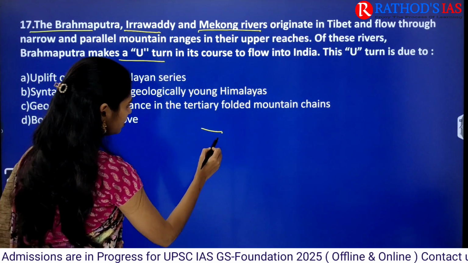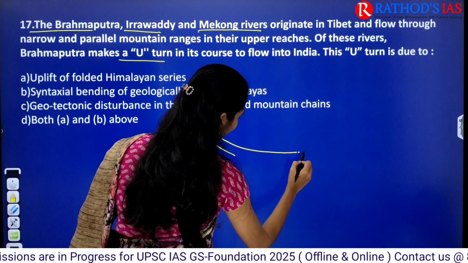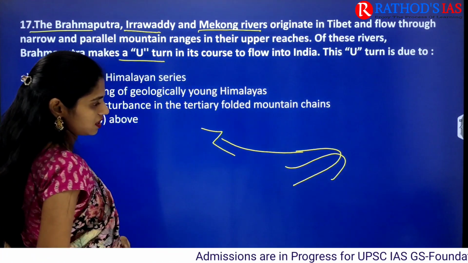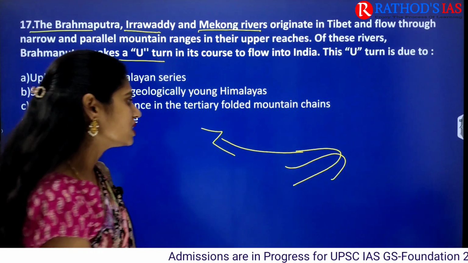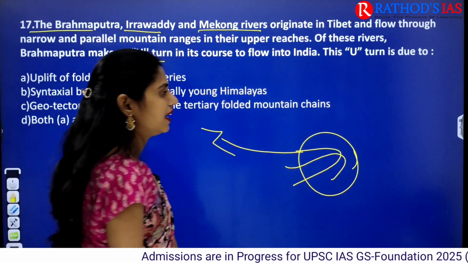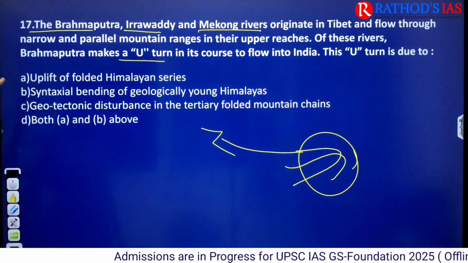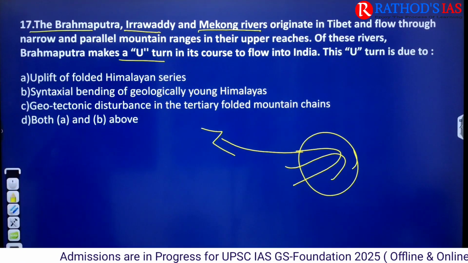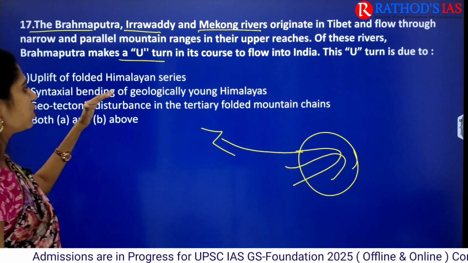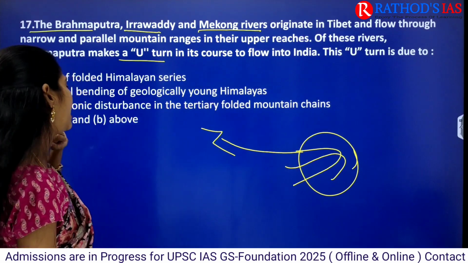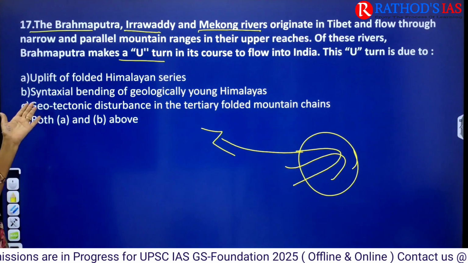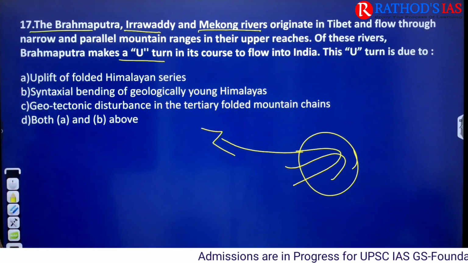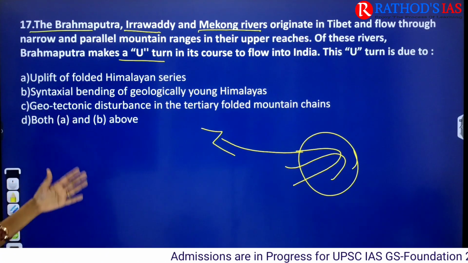So if you see here, it will be moving like this, and in Arunachal Pradesh it is taking a bend and entering into this. So the question is demanding, what is the reason for this U-shaped bending or U-shaped turn? Option A is uplift of folded Himalayan series, option B is syntaxial bending of geologically young Himalayas, option C is geotectonic disturbance in the territory of folded mountain chains, and option D is both A and B.